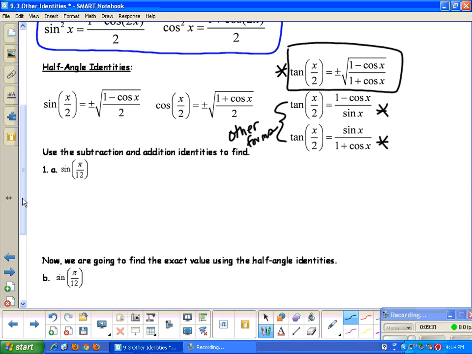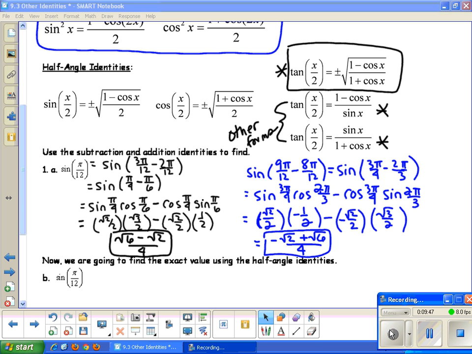Now, if we look at number 1, it says use the subtraction and addition identities to find the sine of pi over 12. Well, we have done this a couple of times before. So what I would do is pause it and see if you can figure out what this is equal to, and then unpause it and we'll look at it together.